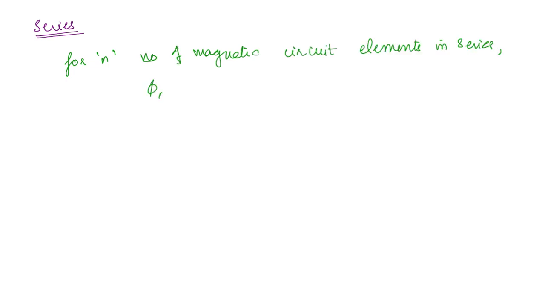Now, let us see what the series connection is. In the series connection in an electric circuit, the currents are going to be the same and the voltages are going to be added up. Here also it is going to be something similar. For n number of magnetic circuit elements in series, the flux is going to be the same through each of the elements. And what about the MMFs? They are all going to be added up. So, the net MMF is equal to MMF1 plus MMF2 plus so on till MMFn. This is for the series circuit.